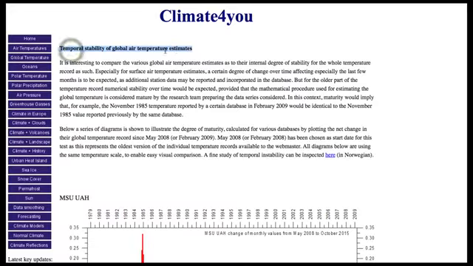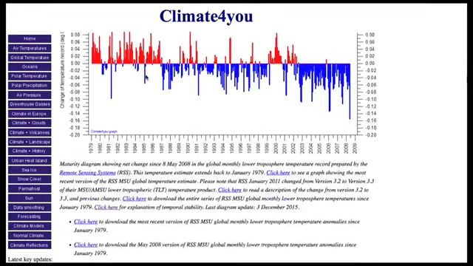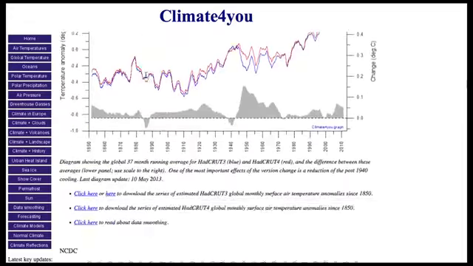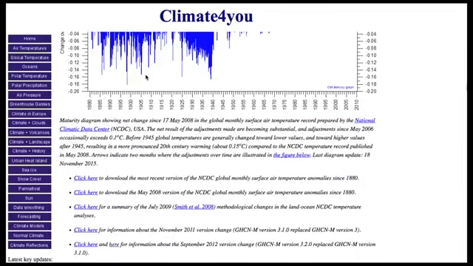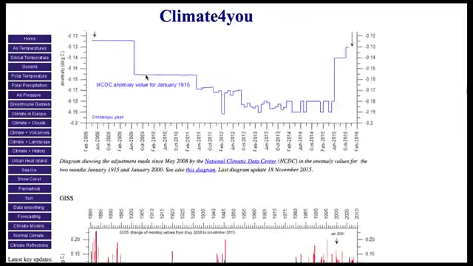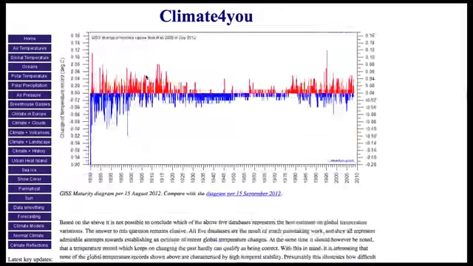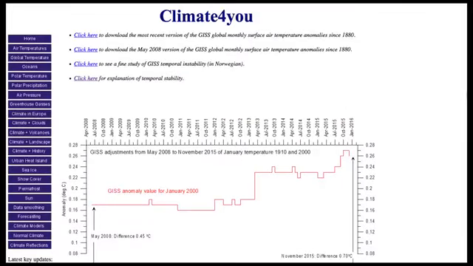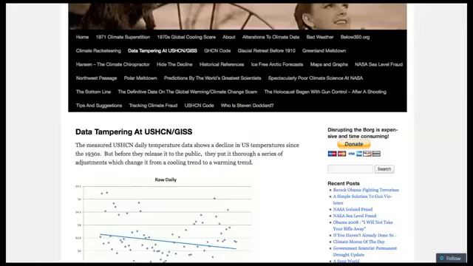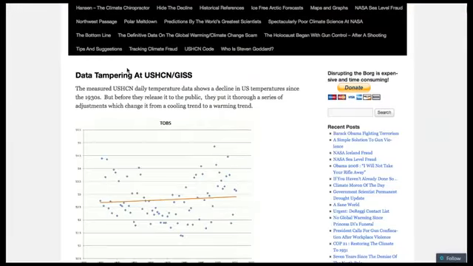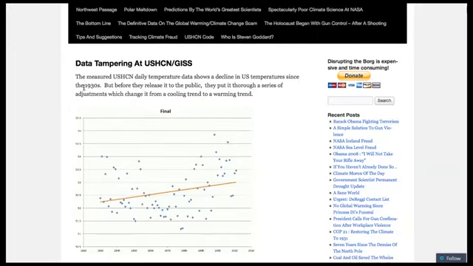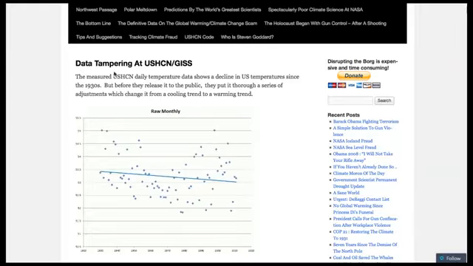And there's more on that from this Climate for You website on temporal stability of global air temperature estimates, where they go through and break it down by the different types of temperature records, satellite, and what have you. They show the different temperature records and how they've been altered over the years, the adjustments that have been made to them. It's a lot to go through, but I'll provide this link as just a short form version of this: data tampering at USHCN GISS.